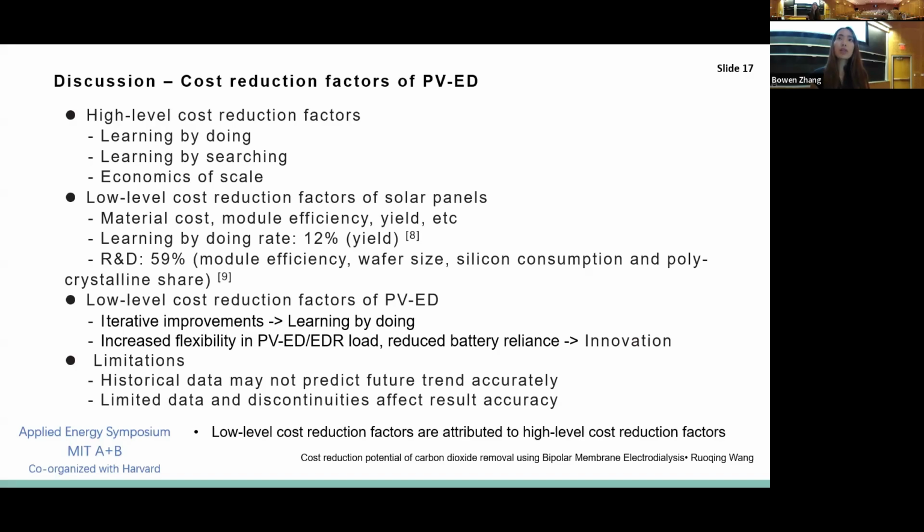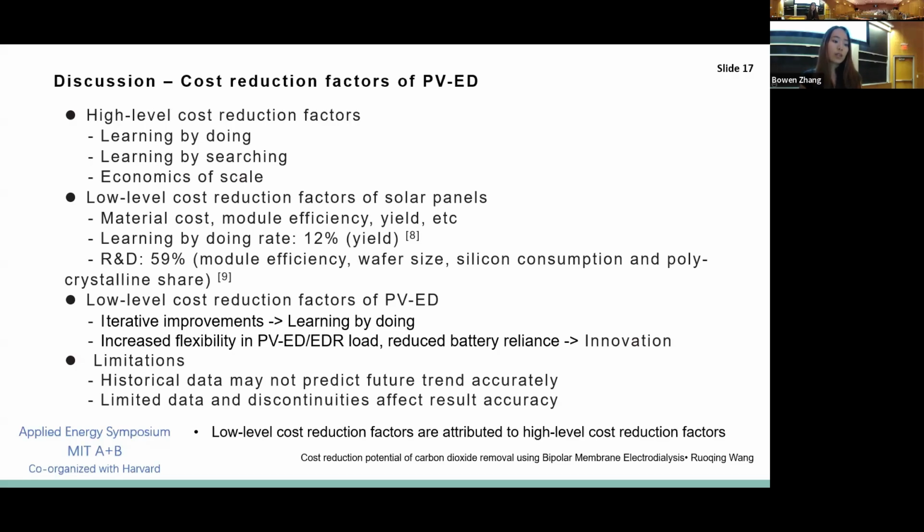Let's take solar panels as an example, since it's a key component of the PVED system. For the low-level cost reduction factors, the material cost, module efficiency, and yield are the low-level cost reduction factors. The learning by doing rate could account for 12% due to the yield increase. And then R&D could account for 60% because of the improvement in module efficiency, wafer size increase, and so on. And we also use this to analyze the PVED.